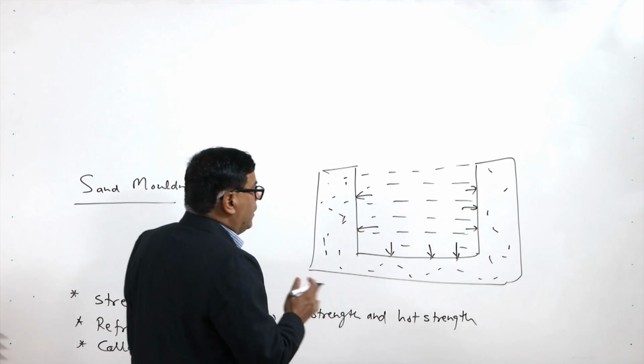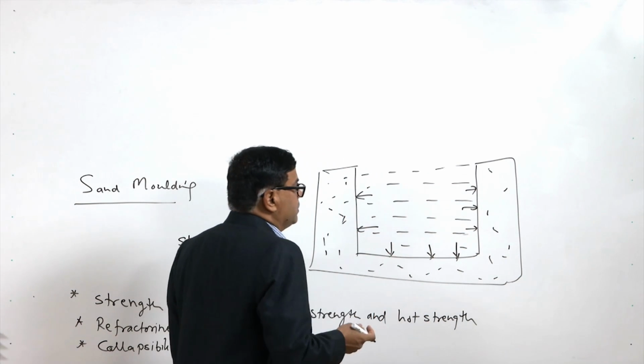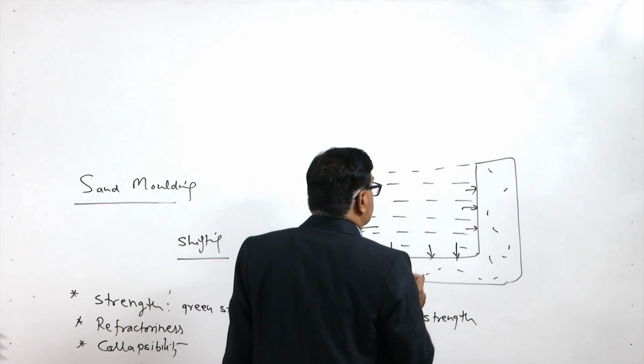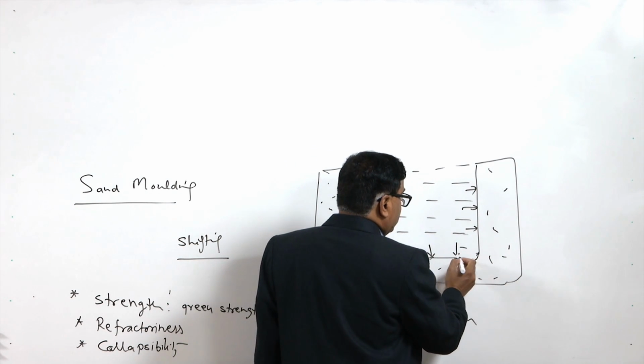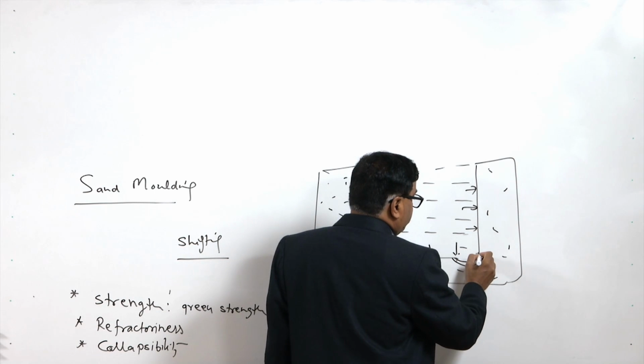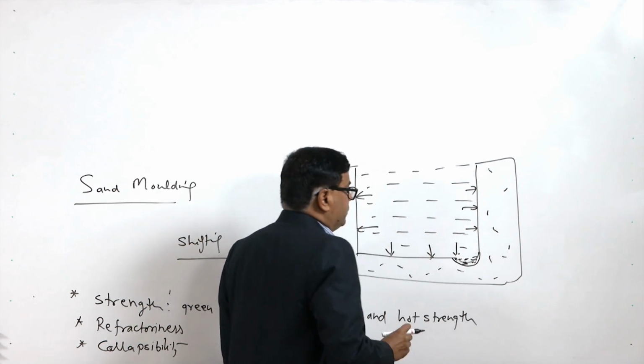This may be all along one surface, or this may be very localized depending upon the geometry and where the weakness exists. So, if this zone is poor in terms of strength, then the shifting of the mold wall will be occurring in this region, and this will be changing the shape of the casting.